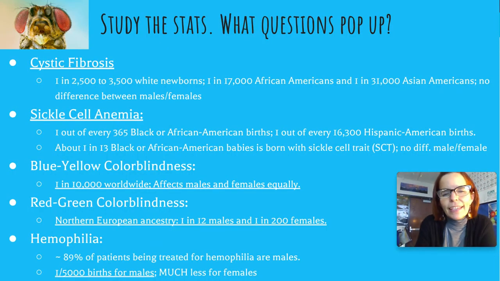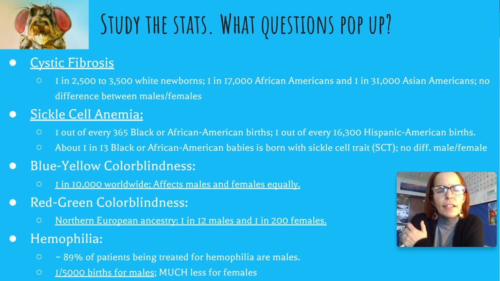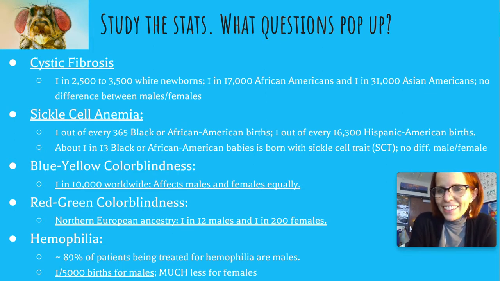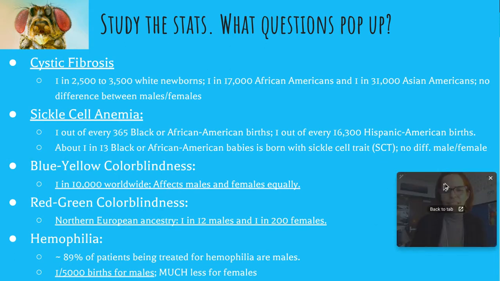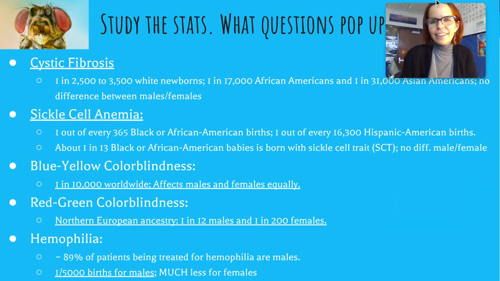So first of all, I just want you to take a look at some of these statistics and see if any particular questions pop up. Cystic fibrosis, just take a look at it. I'm not going to go into a whole lot of detail on it. Sickle cell anemia, look how many people come down with it, what populations are more likely to come down with it. Blue-yellow color blindness, ever heard of that? Fairly rare. Anything come up with that? Red-green color blindness. And then hemophilia. Anything noticeable about hemophilia?